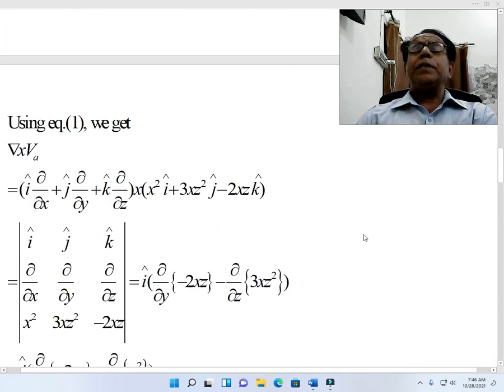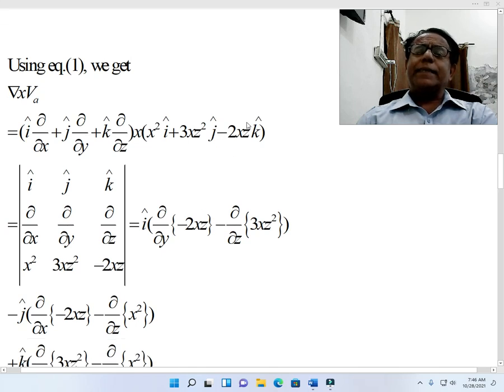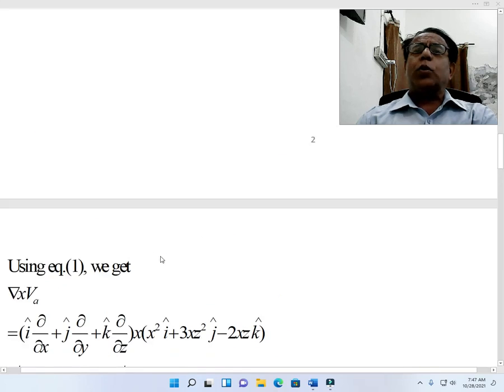Now we will put the values given in the statement and we will get our answer. Okay. Using equation number 1 we get del cross VA equal to this as given in the definition. This as given in the definition, the only difference is that here in place of f1, f2, f3 we have written x squared, 3xz square and minus 2xz. Okay.